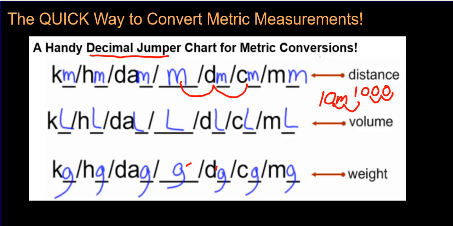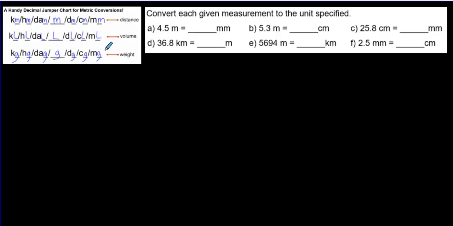Let's practice all this on the next page. I kept the decimal jumper right here, and let's do these questions together right now. If you like, you can hit pause, try it out, and see if you get the answer that we get. So the first one, 4.5 meters, is how many millimeters?